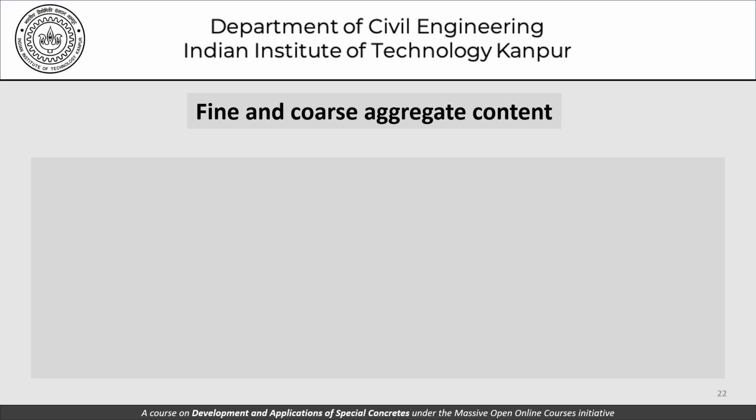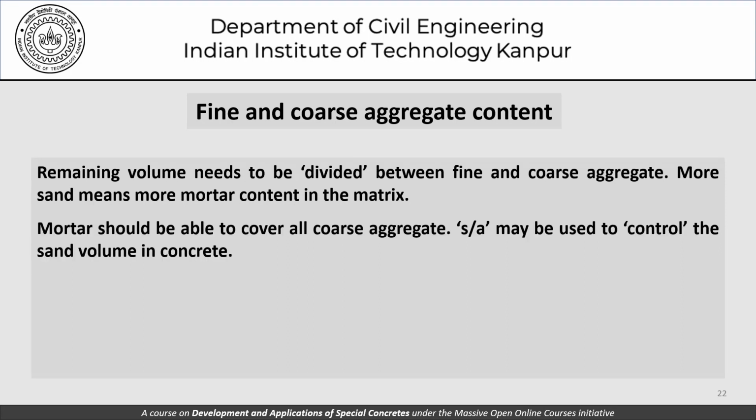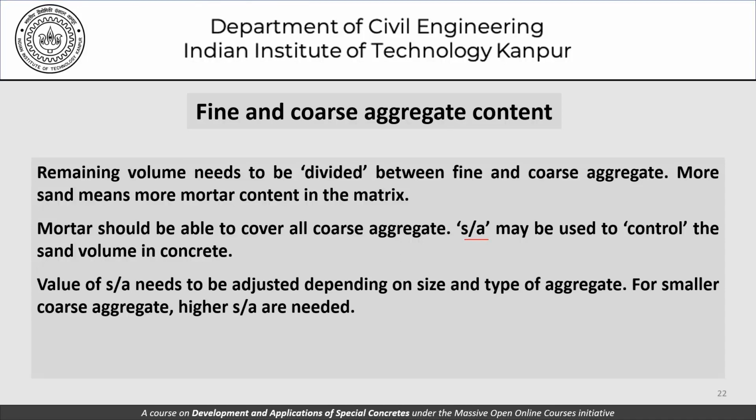The remaining volume, of course, needs to be divided between fine and coarse aggregate. More sand means more mortar in the matrix. We know that mortar should be able to cover all coarse aggregate. S by A may be used to control the sand volume in the concrete and thereby the mortar content. The value of S by A needs to be adjusted depending on the size and type of aggregate. For smaller aggregate, a higher S by A is needed.